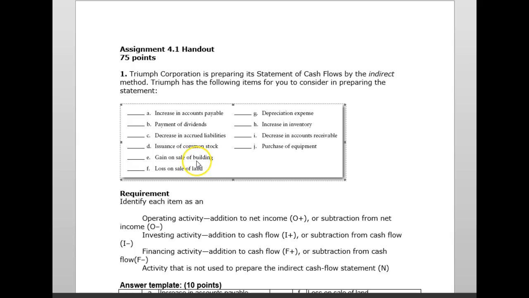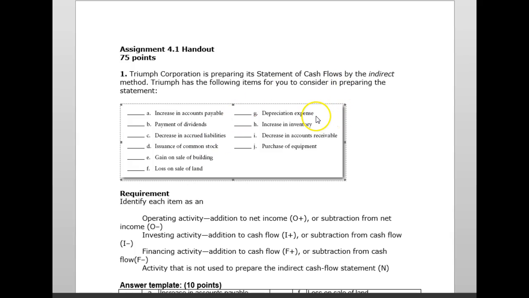Now this one's kind of confusing because it says gain on sale of a building. Well, what that does is that's already been recognized in net income, which is what we're adding to, or adjusting. So we basically, in the operating section, have to remove that gain, because where's that going to be added at? That's going to come up in investment, isn't it? More than likely. Then we have a loss. So I want to add that back in the operating section.